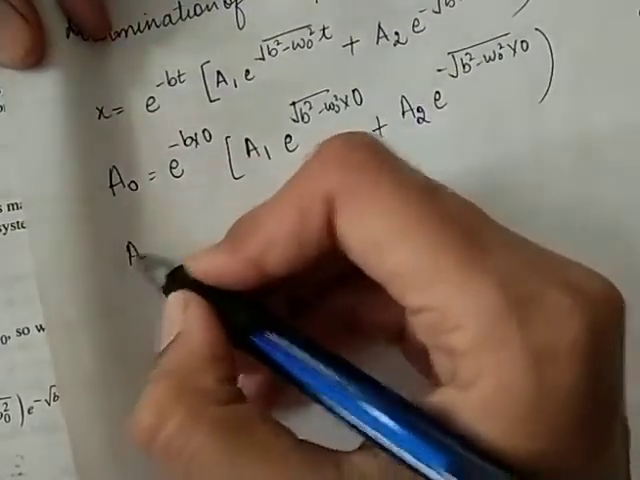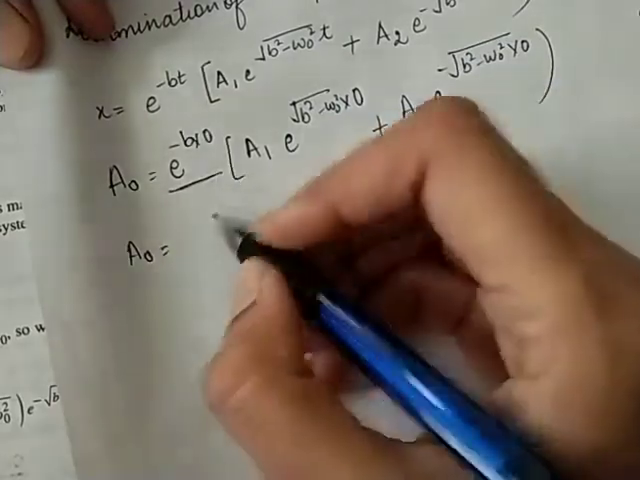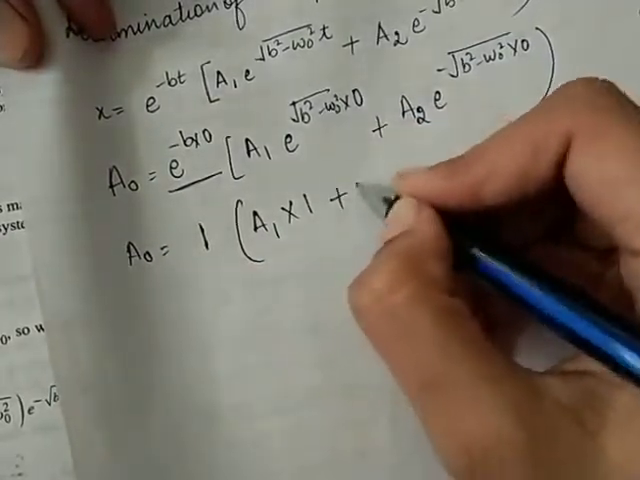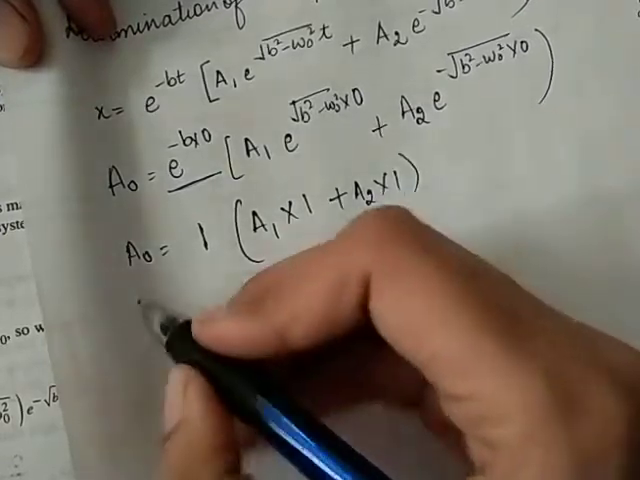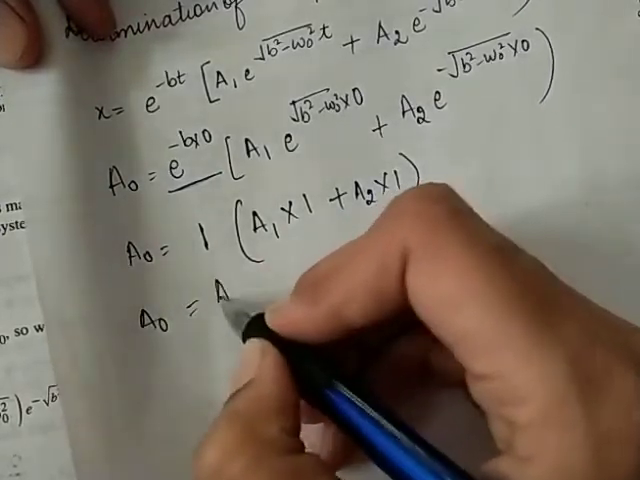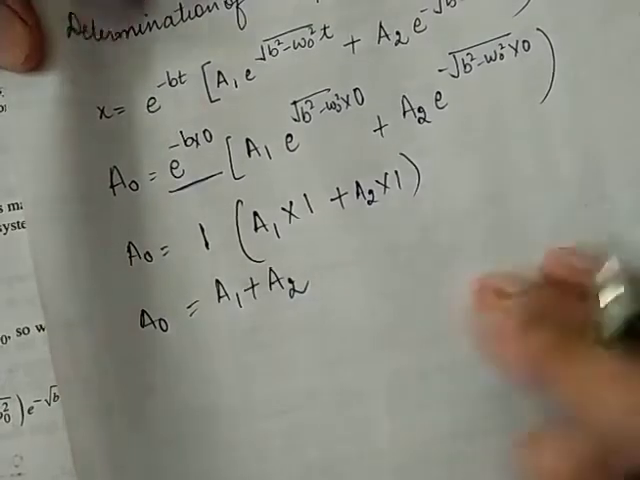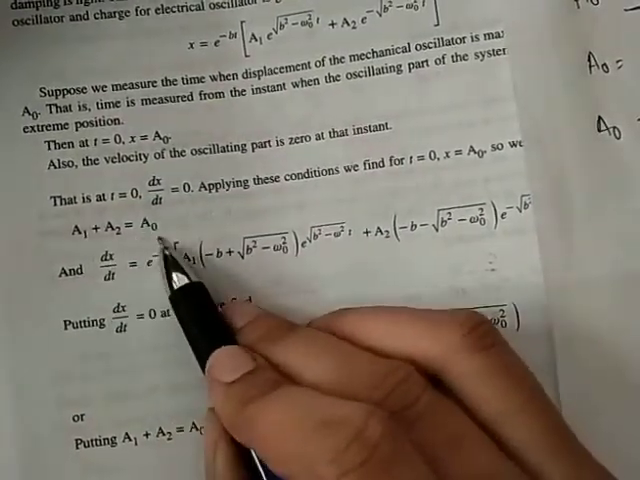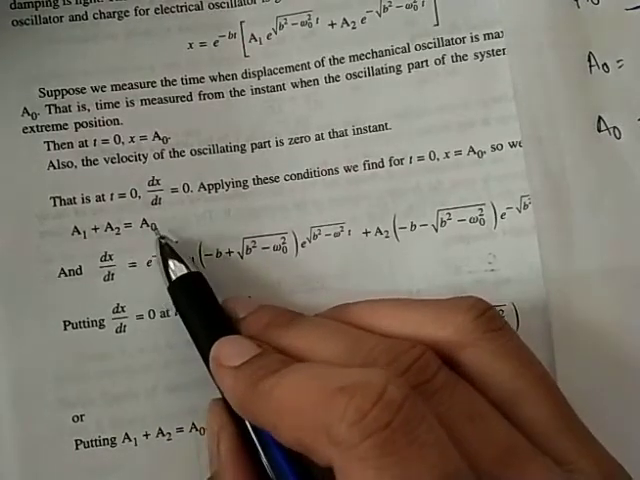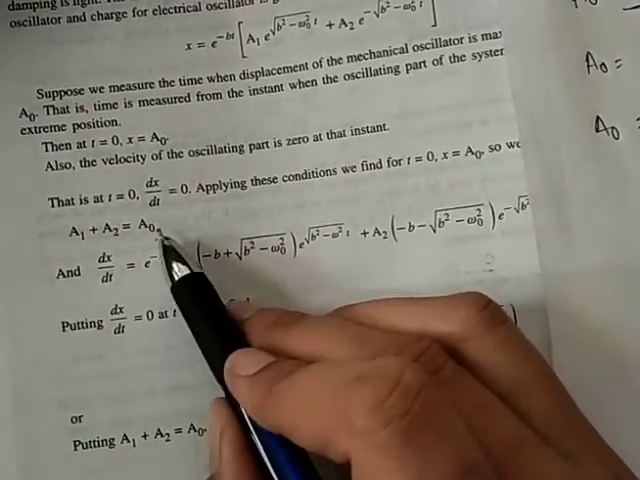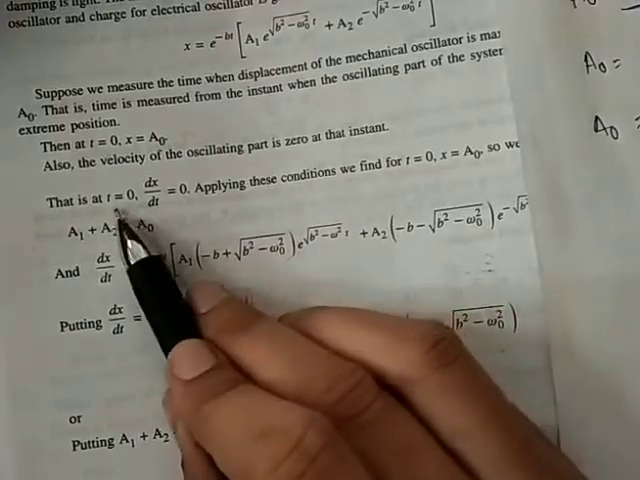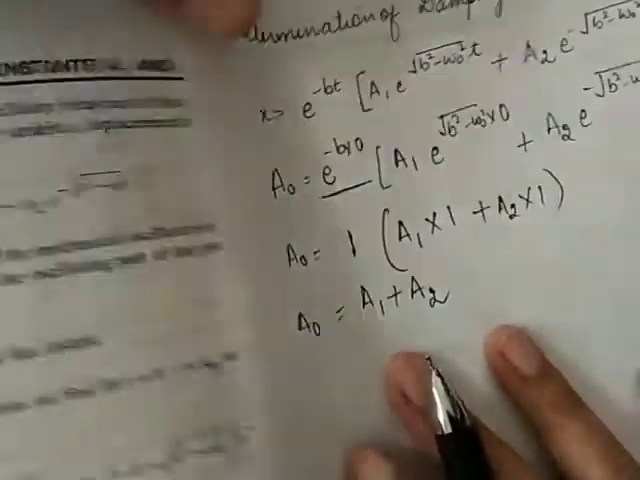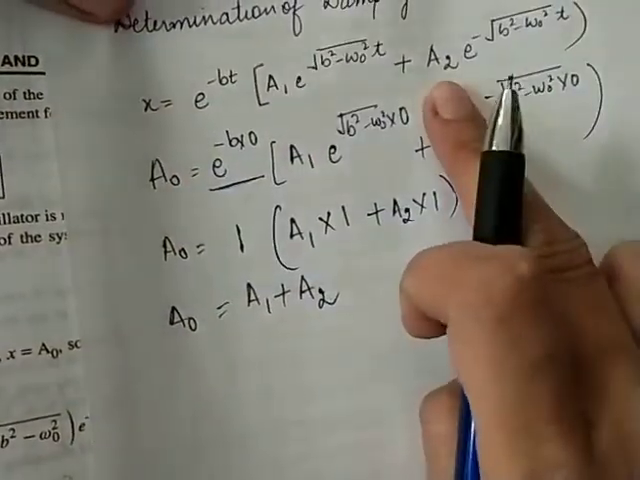So we are now getting A naught is equal to, this would be equal to 1, so A1 multiplied by 1 plus A2 multiplied by 1. So overall we have A naught is equal to A1 plus A2. So this is what we got: A1 plus A2 is equal to A naught. The other thing is we need to apply the condition t is equal to 0, dx by dt is equal to 0. So we are now calculating the differentiation of this.